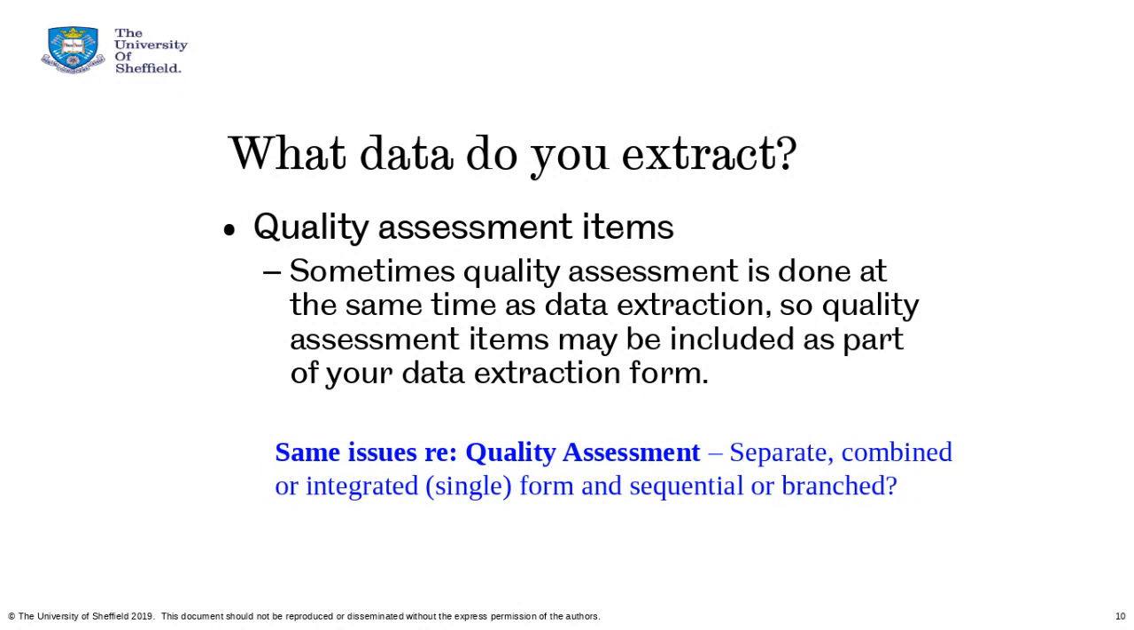Will we have separate quality assessment forms? Will we combine them sequentially, so we have to fill out responses for one followed by the other, or will they be integrated within a single quality assessment scale or tool, in which case how will we organize that particular form, and will we use branching again to negotiate between different combinations of quantitative and qualitative?